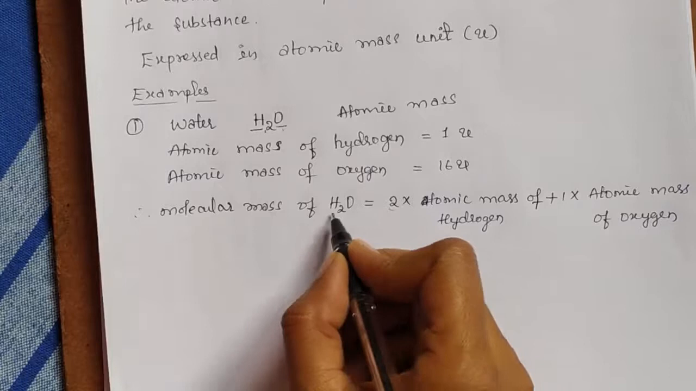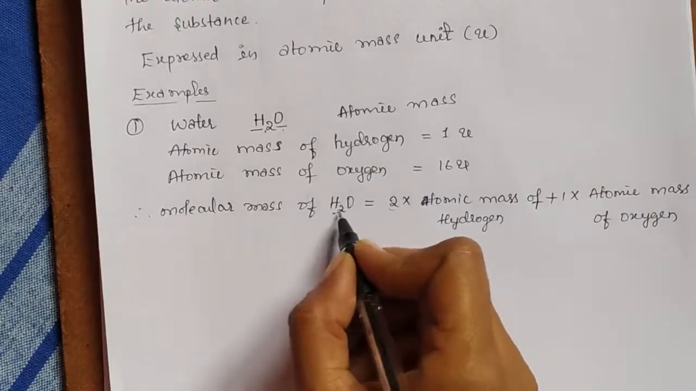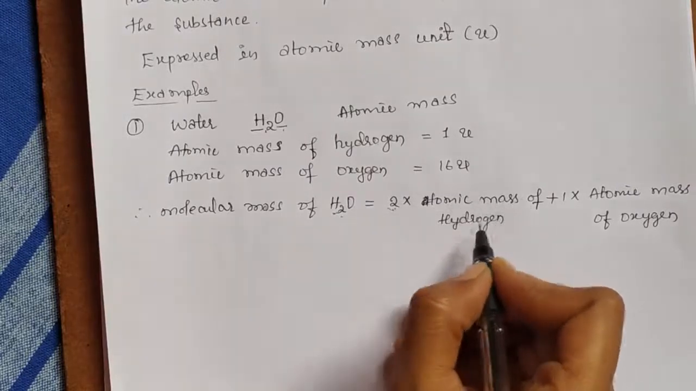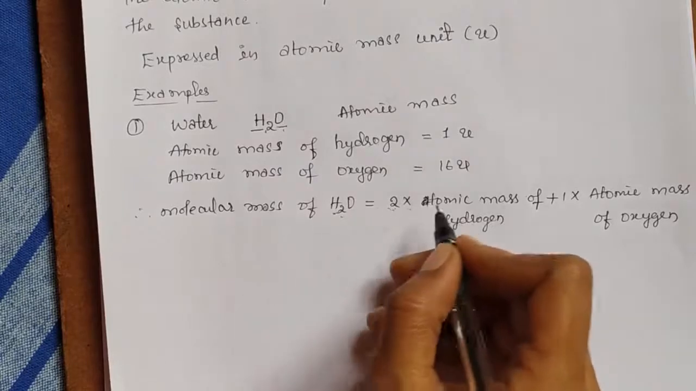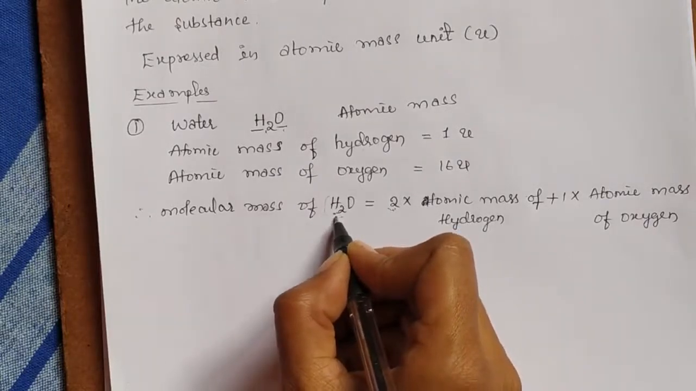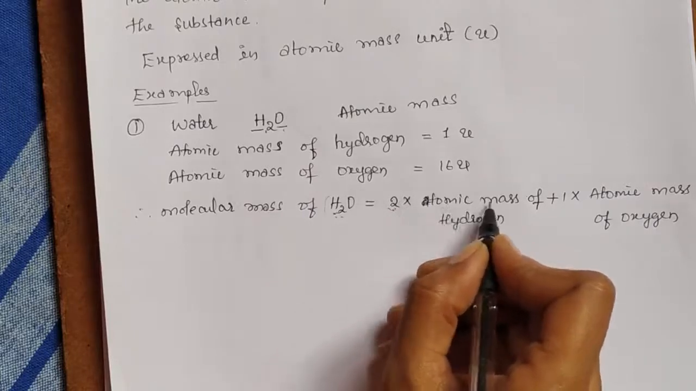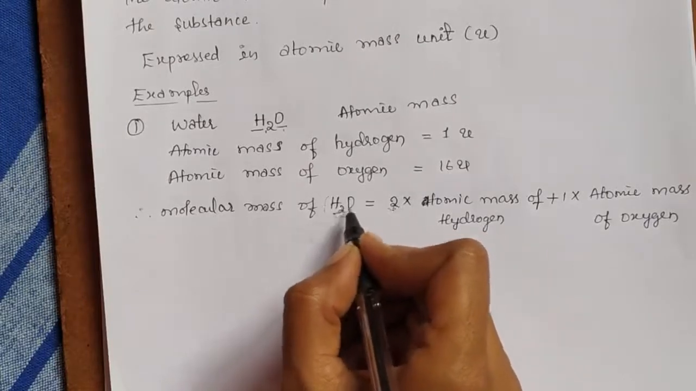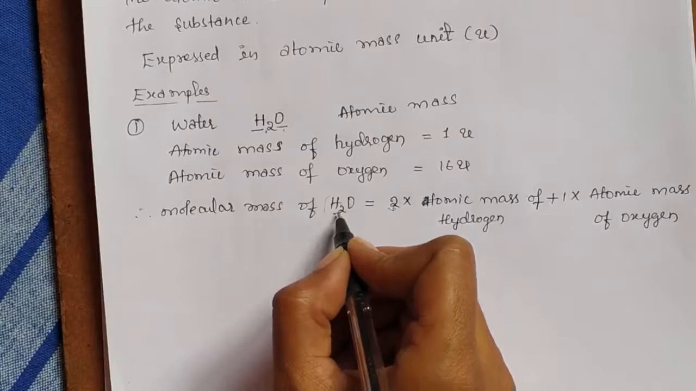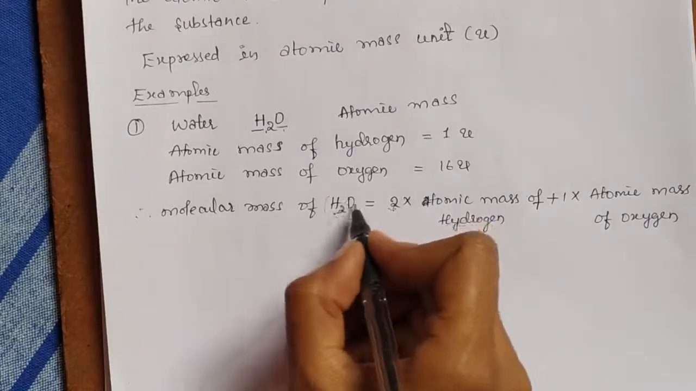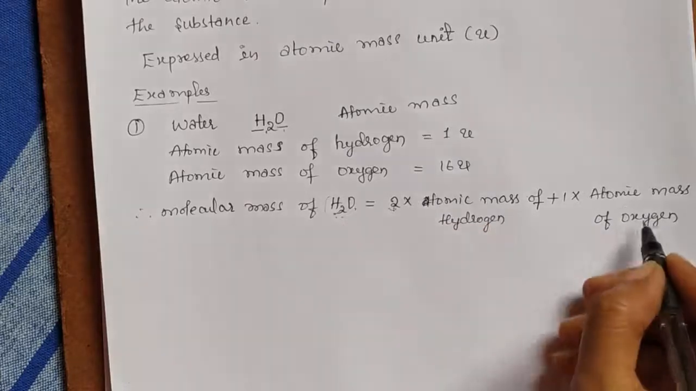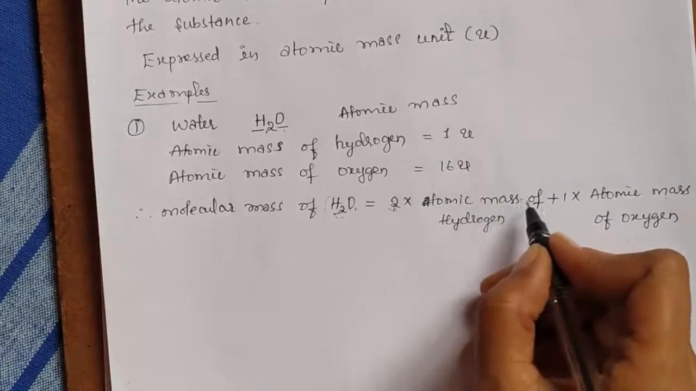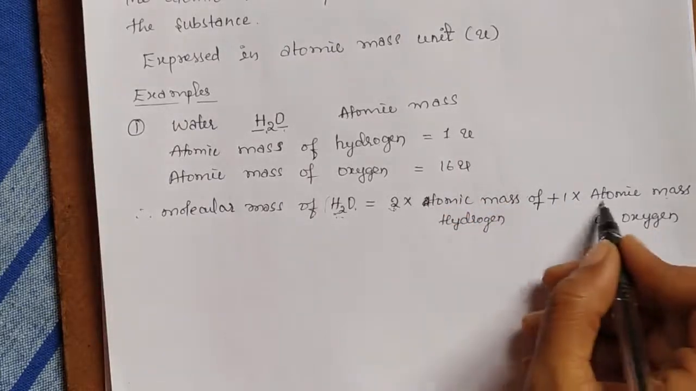Children, while calculating the molecular mass of any compound, we have to consider the number of atoms present in a particular compound. We have to multiply the number of atoms present in a molecule with the atomic mass of that particular element. In this case, 2 hydrogen atoms are there in water. So 2 into atomic mass of hydrogen. Here atomic mass of hydrogen is multiplied by 2 because in water molecule 2 hydrogen atoms are present. Similarly, only 1 oxygen atom is present. Therefore, atomic mass of oxygen is multiplied by 1. After that, we have to add these two values.